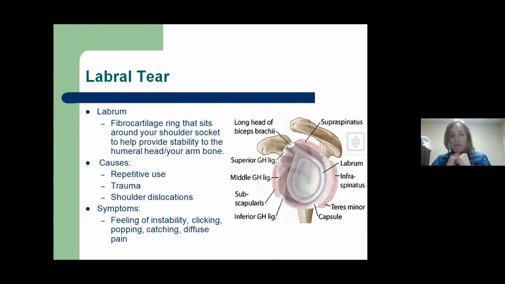There are a couple different kinds of labral tears. You've got your SLAP lesions and your Bankart lesions. That just means that you're either tearing it on the front or the back or the inferior part. That just depends. But your symptoms, you're going to have a feeling of instability. When you move it, you might feel some clicking, popping, or catching, or just some diffuse pain.